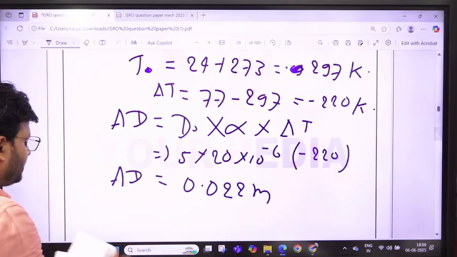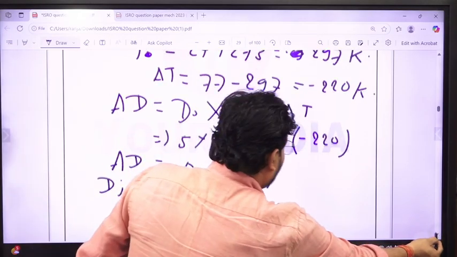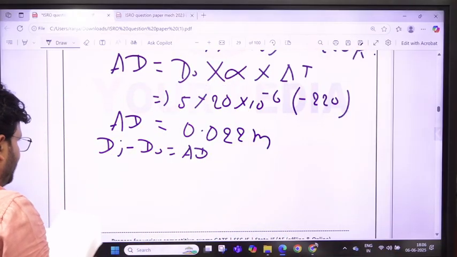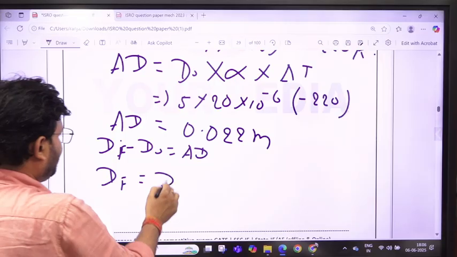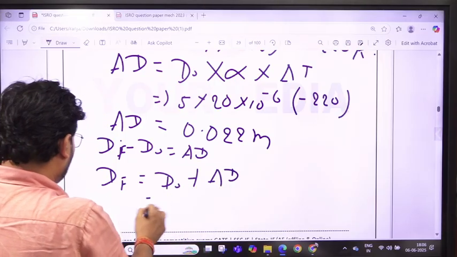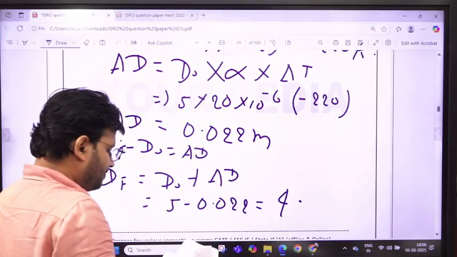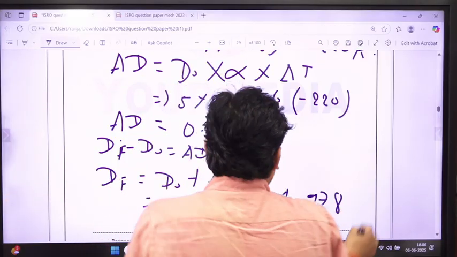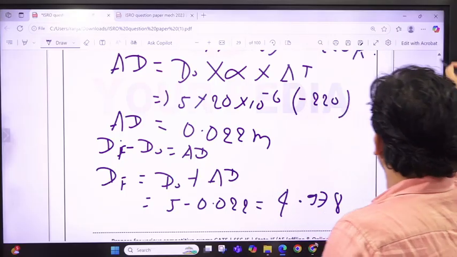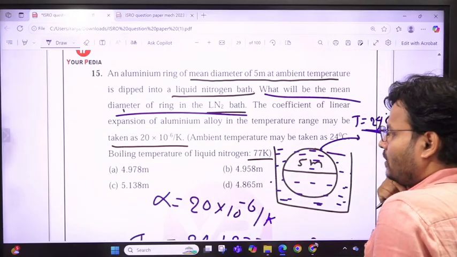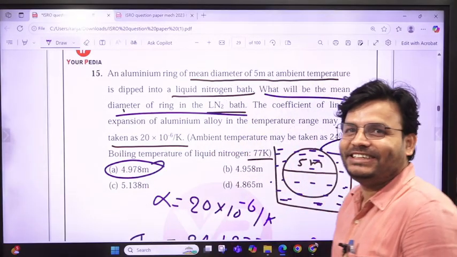Simply, Df minus D naught is equal to the change in diameter, and the change in diameter is known. So our final diameter will be D naught plus the change in diameter, so 5 minus 0.022. By solving that, we will get 4.978. So the answer will be 4.978. Very close answer; such a close answer should be there without a calculator.